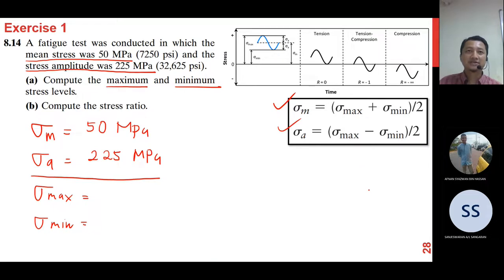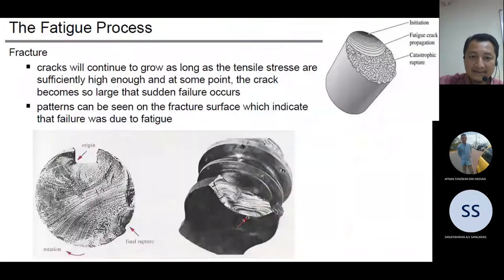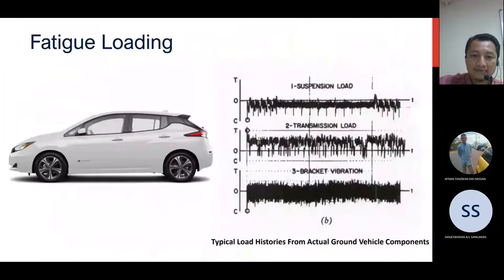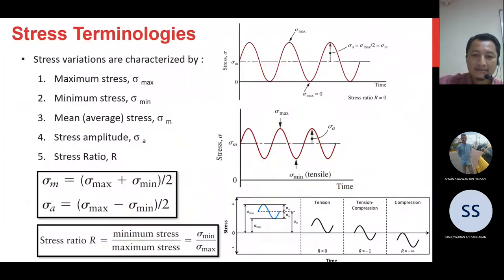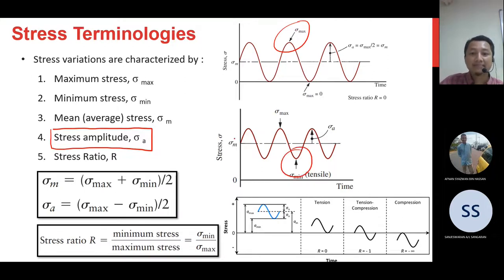Try to use these two formula. Formula ni dapat daripada sign kita belajar awal-awal dulu. We learn certain things. Benda yang paling penting is stress amplitude. Tapi kita nak tahu juga maksimum kat atas ni berapa, minimum berapa. Mean berapa? Mean duduk tengah-tengah lah. Lepas tu kalau hampa tahu amplitude berapa, perlu tambah lah kan?